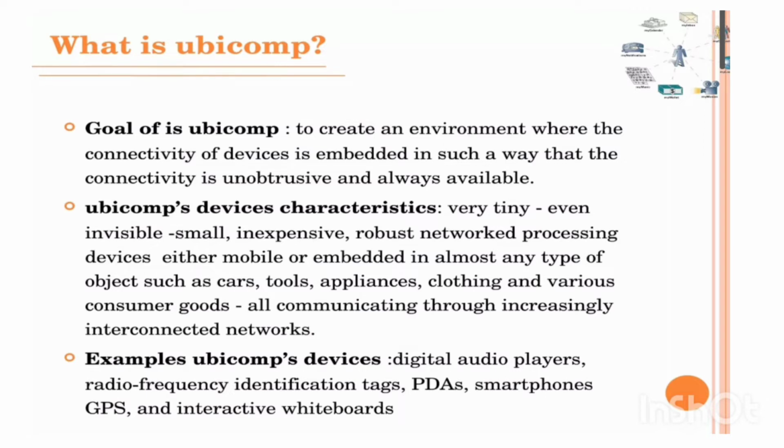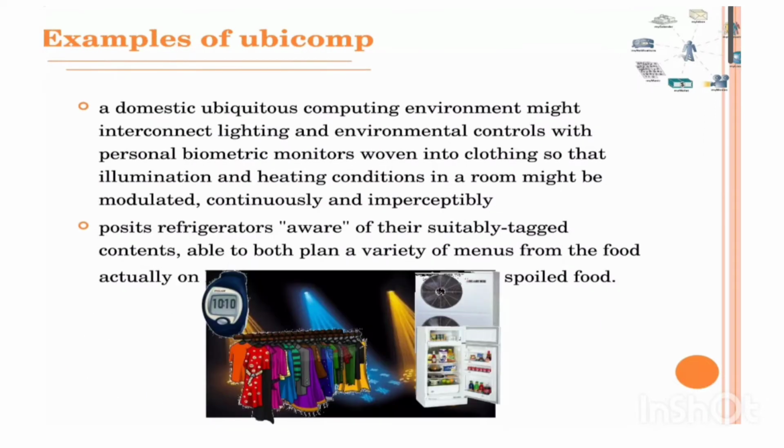Examples of Ubicom devices are PDA, smartphone, GPS, digital audio player, etc. An example of Ubicom: a domestic ubiquitous computing environment might interconnect lighting and environment controls with personal biometric monitors woven into clothing, so that the illumination and heating conditions in a room might be modulated continuously and imperceptibly. Another example is a refrigerator aware of its tagged contents, able to plan a variety of menus from the food which is actually needed, so that food is not spoiled.